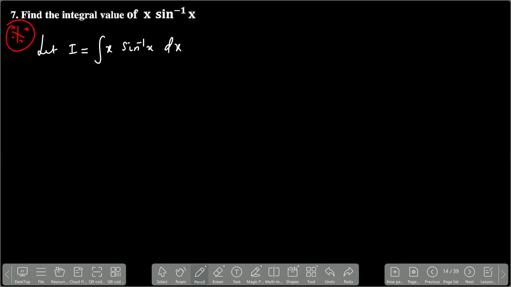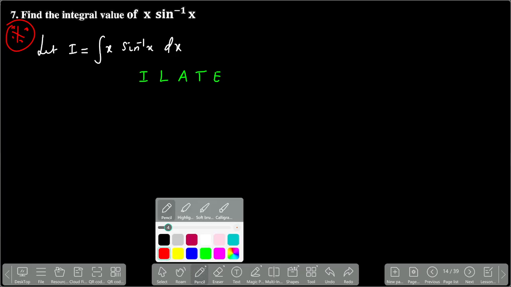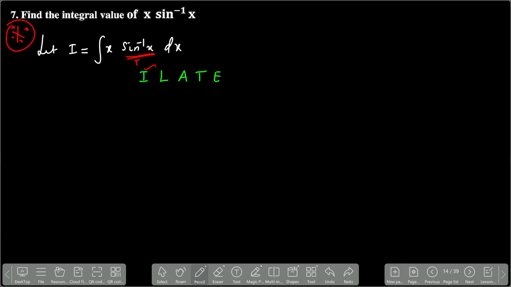How many functions are given? Two functions. That time, what is the word? I, late. Inverse here. There exists an inverse. This is the first function. The remaining is the second function. There is no log, no trigonometry, no exponential. These two are the second function.